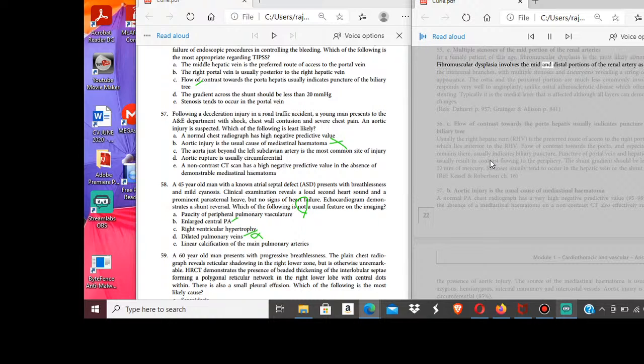Fibromuscular dysplasia involves the mid and distal portions of the renal artery as well as the intrarenal branches, with multiple stenoses and aneurysms revealing a string of beads appearance. The ostia and the proximal portion are much less commonly involved. It responds very well to angioplasty, unlike ostial atherosclerotic disease, which often needs stenting. Typically, it is the medial layer that is affected, although all layers can be.